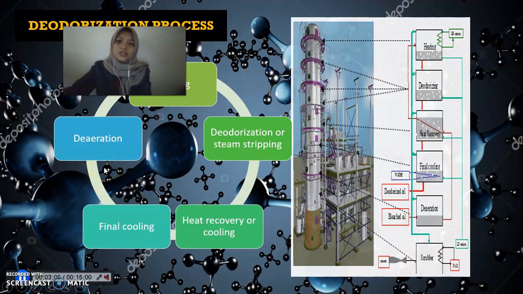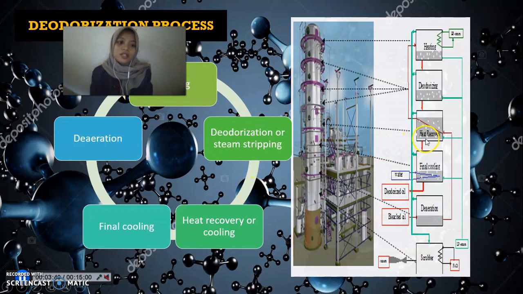Okay, so as I told before, the deodorization process is a stripping process in which a given amount of stripping agent, usually steam, is passed through hot oil at low pressure. So this is a figure of how the deodorization process proceeds. Okay, first heating. So oil will be heated to a very high temperature, and then deodorization or steam stripping where we use steam.